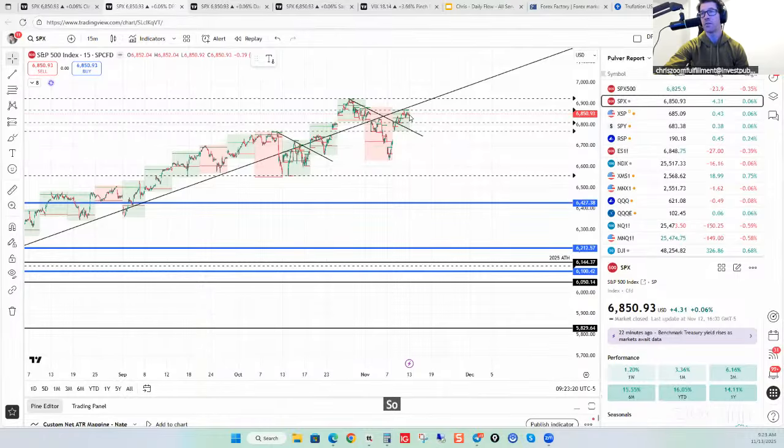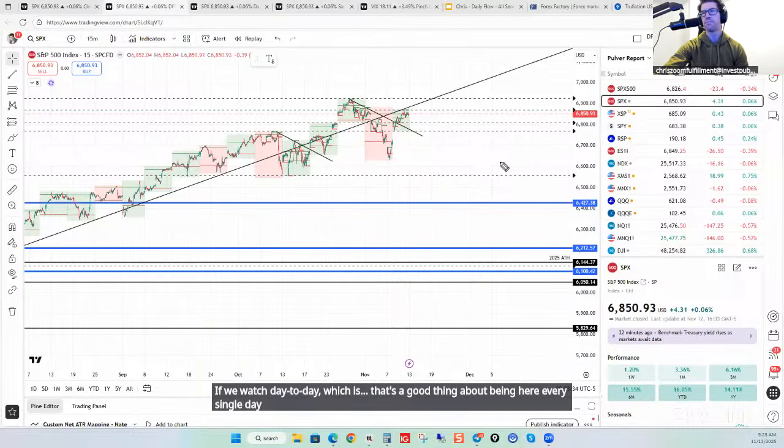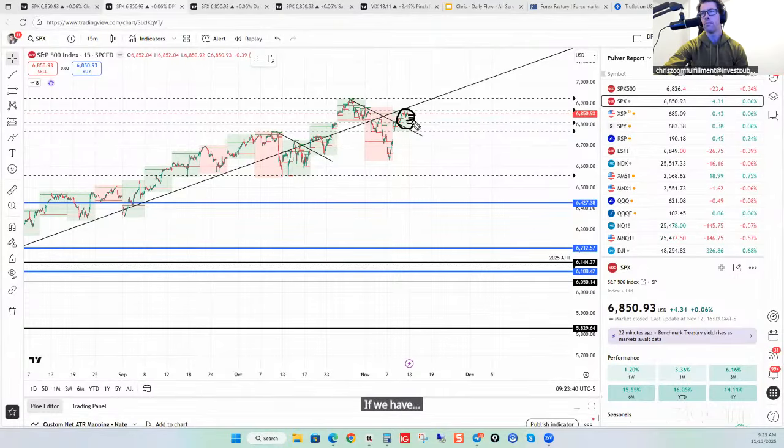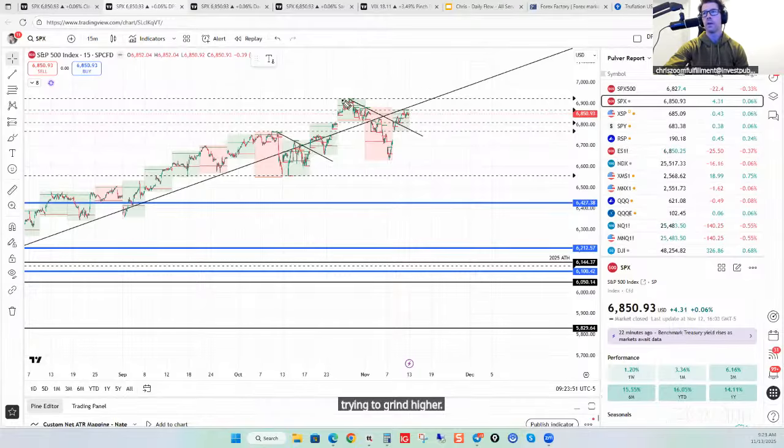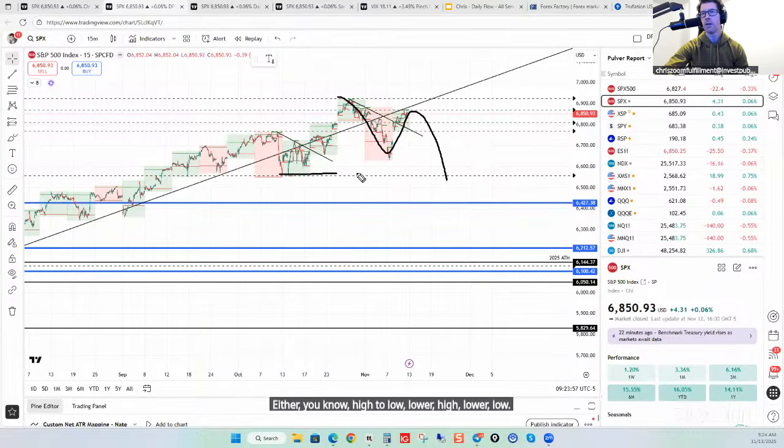So technically, I think the market can slide pretty aggressively if it's going to take out 67.30 and take out that recent low. If we watch day to day, that's a good thing about being here every single day, from a technical standpoint, if we have support and positive gamma day to day, we're just looking for a little bit of waves, but still trying to grind higher. If we're going to roll over, high to low, lower high, lower low, that does make me concerned if we take out that level.